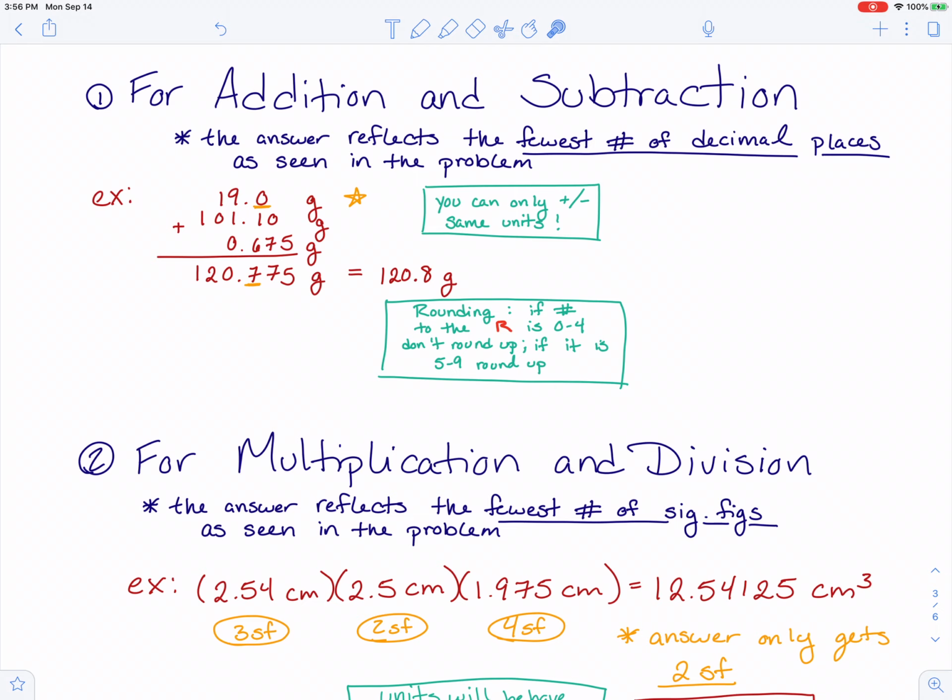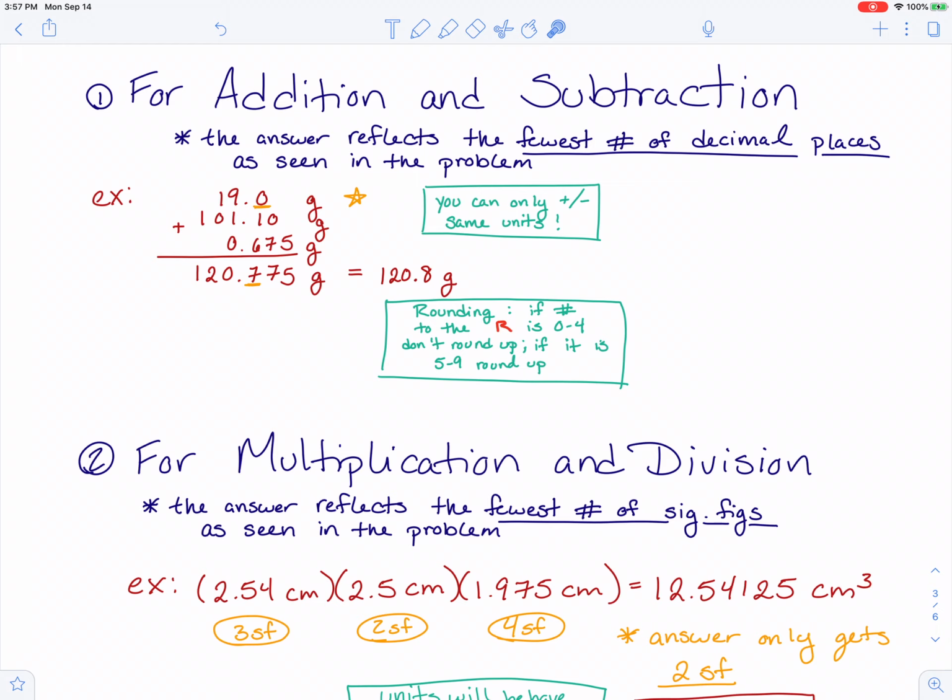So in this problem, I have 19.0, so that's one place after the decimal. And then I measured something to be 101.10 grams, so that was clearly on a better scale, and I've got two places after the decimal. And my last measurement must have been on a super precise scale because it measured something at 0.675 grams. So I used three different scales here for some reason. And this number has three places after the decimal.